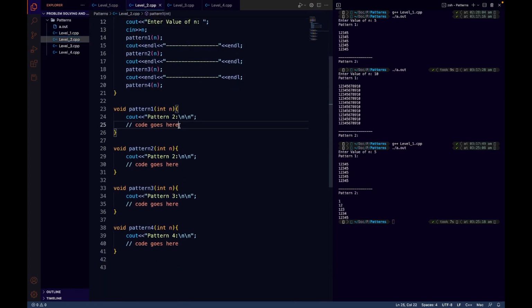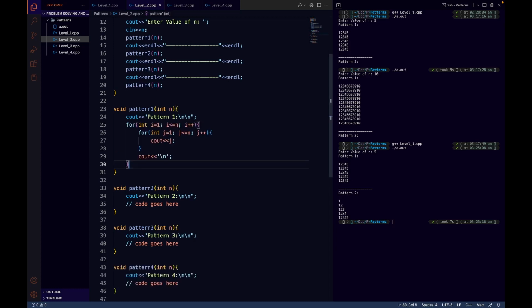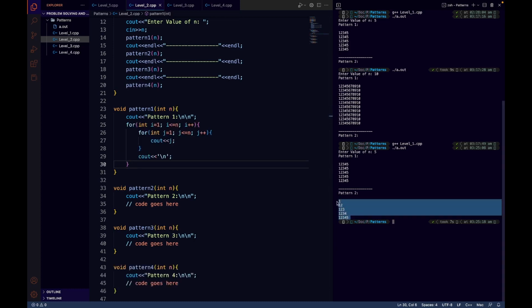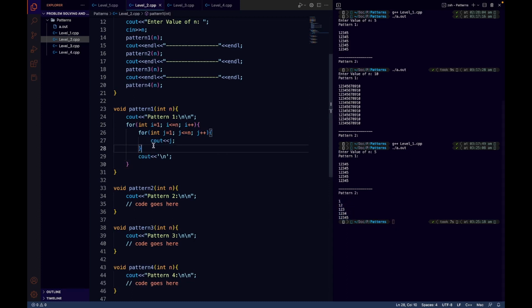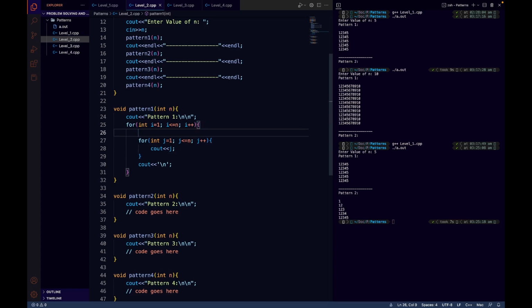Okay, so I'll be coding for pattern 1 in the function pattern 1, and 60% or 70% of this part would be the same as the code of the previous pattern, which was this one. We just have to print spaces before the numbers. Since we just have to print the spaces before the numbers, that is what I'll be doing.